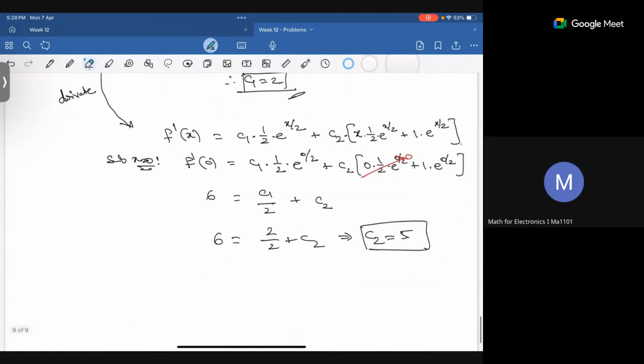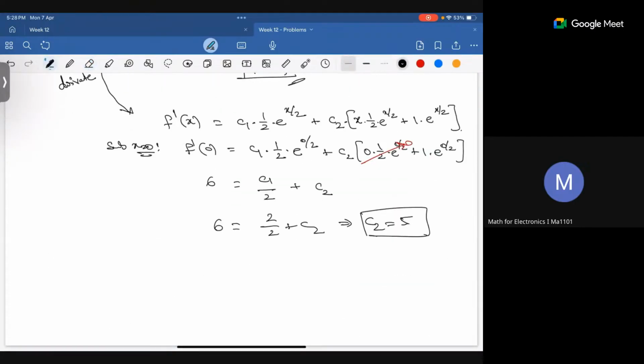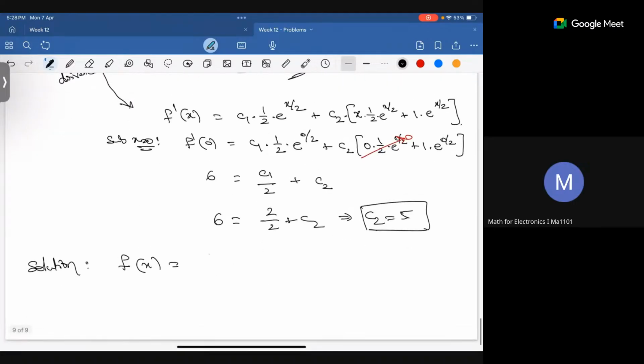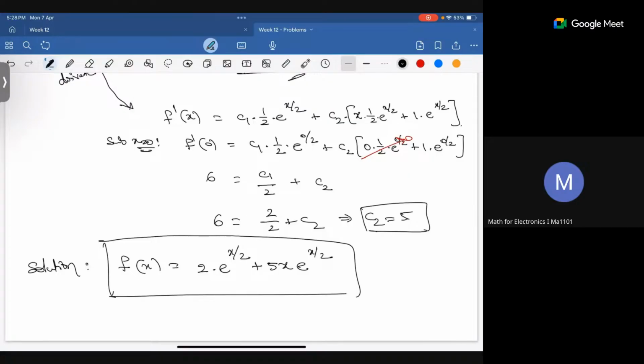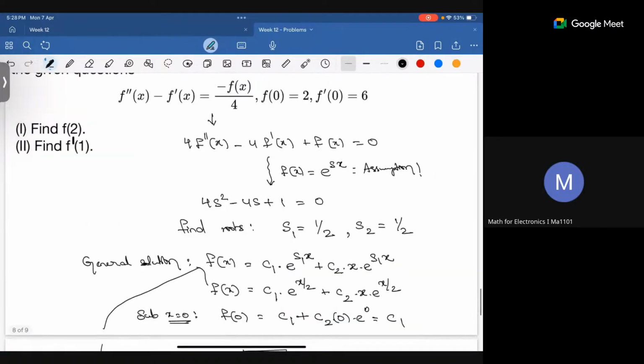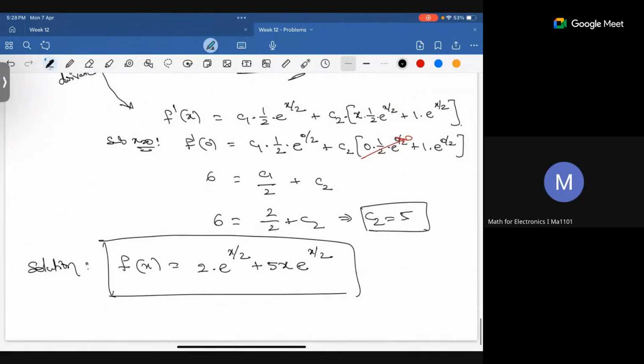The final solution is f of x equals c1 is 2, so 2 e power x by 2 plus 5x e power x by 2, since c2 is 5. So this is f of x. Right. So once I know f of x, I can find f of 2. I just have to substitute. So this is part 1.